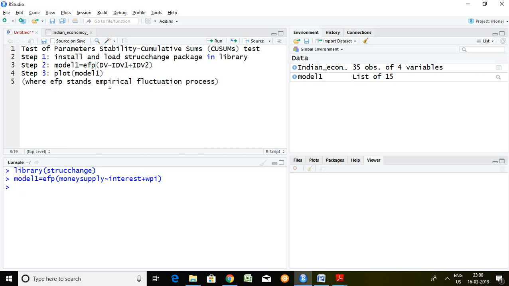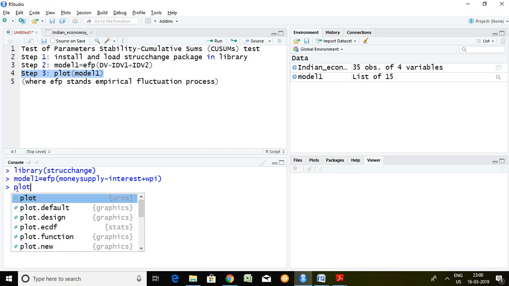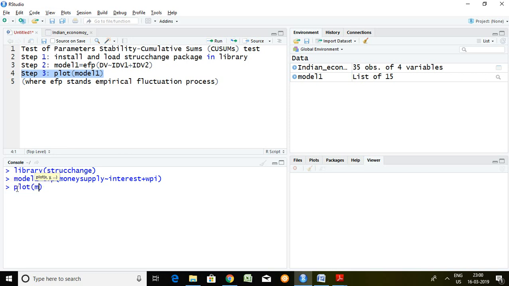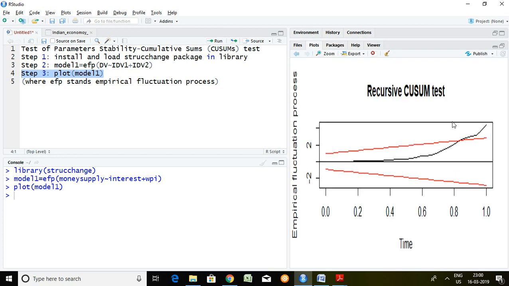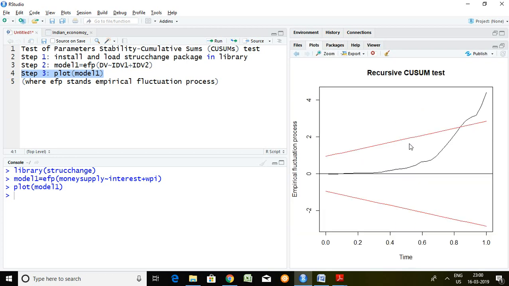After writing this, we'll be talking about step number 3. So simply I write here plot model 1 and then enter. Well, let's read this figure of CUSUM test.